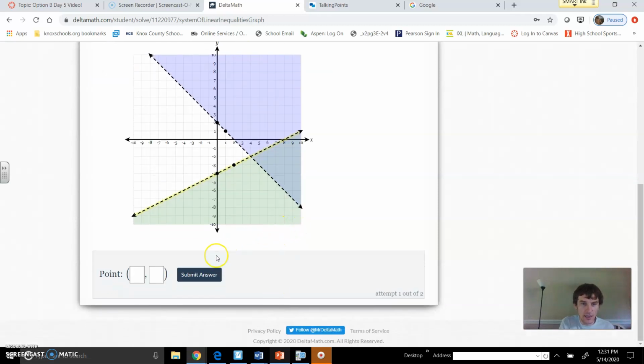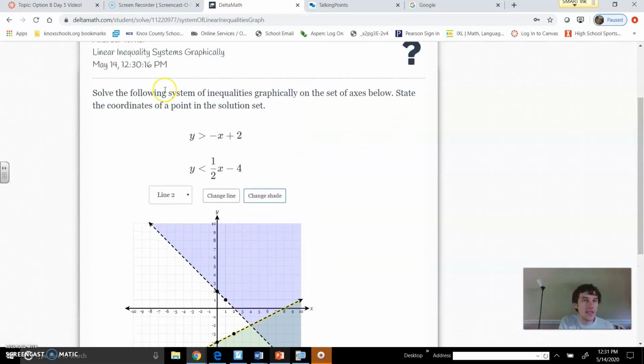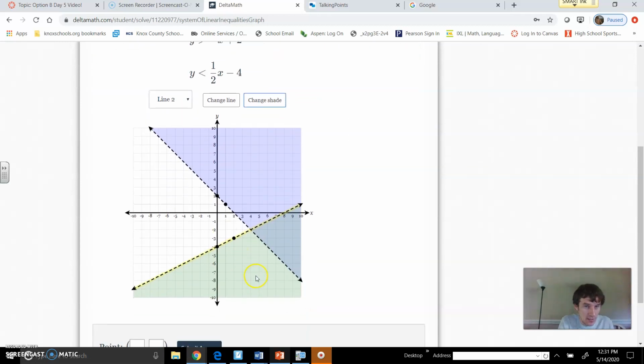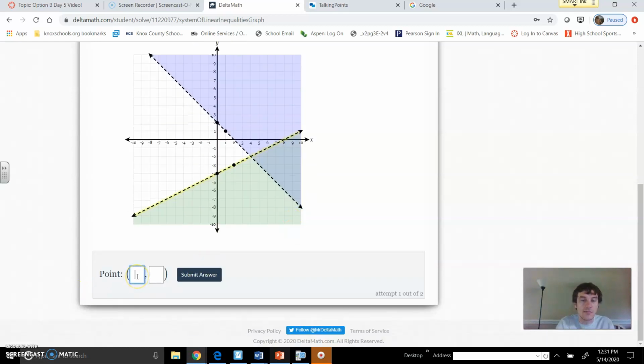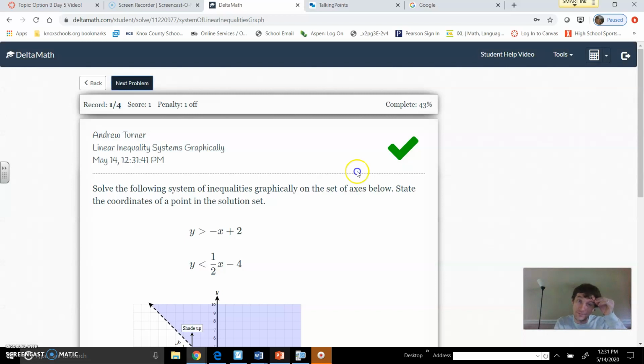And so it's saying a point. Let's read the directions. It's just a point. State the coordinates of a point in the solution set. So it's just any point. So I see 9, negative 1 or 9, negative 2. Any of those points seem to work. So you could have picked 8, negative 4 or 6, negative 2 or 10, 0. Any point that's in this overlapping region will be an answer to your problem.